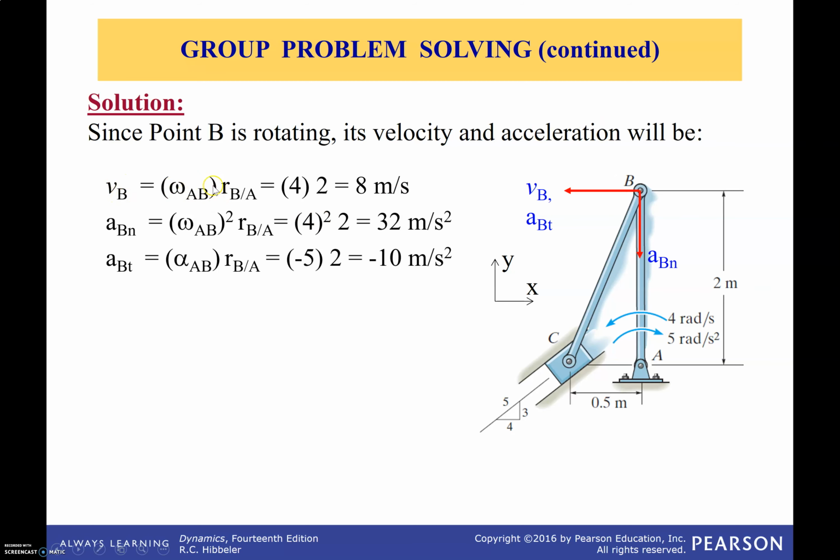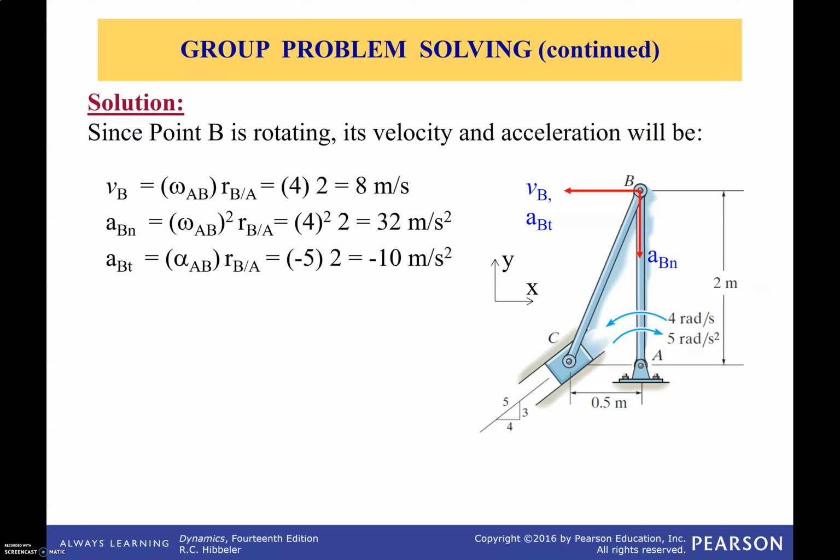So the velocity is omega r, and so it's 4 times 2, in the j direction. So that's 8 meters per second. Now we have a normal and a tangential component. The normal component is omega squared r, so that's 4 squared times 2, that's 32 meters per second squared. And the tangential component is alpha r, so that's minus 5 times 2, and that's minus 10 meters per second squared. Notice the minus here has to do with the fact that the angular velocity is clockwise and this acceleration is counterclockwise.